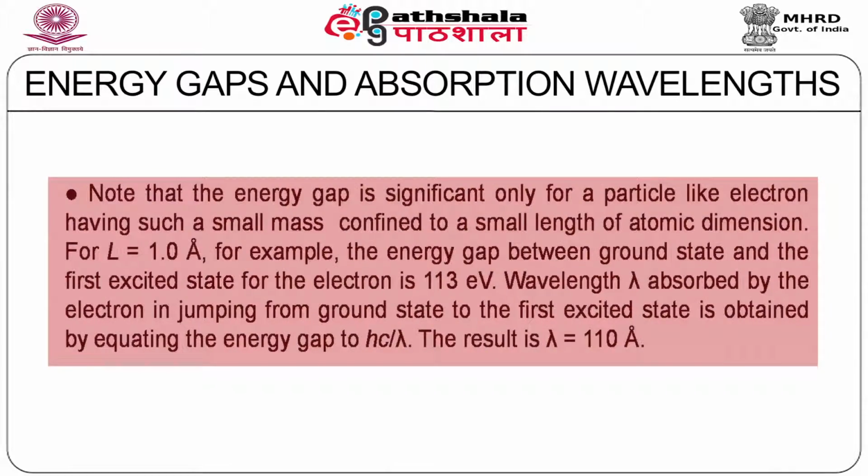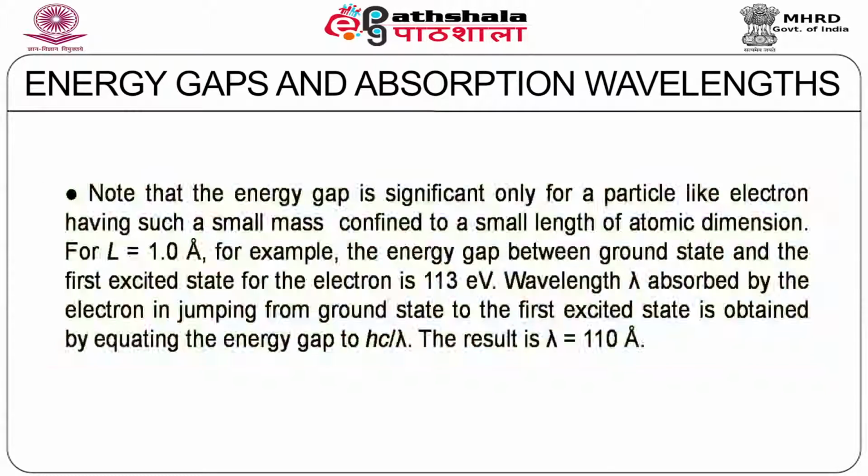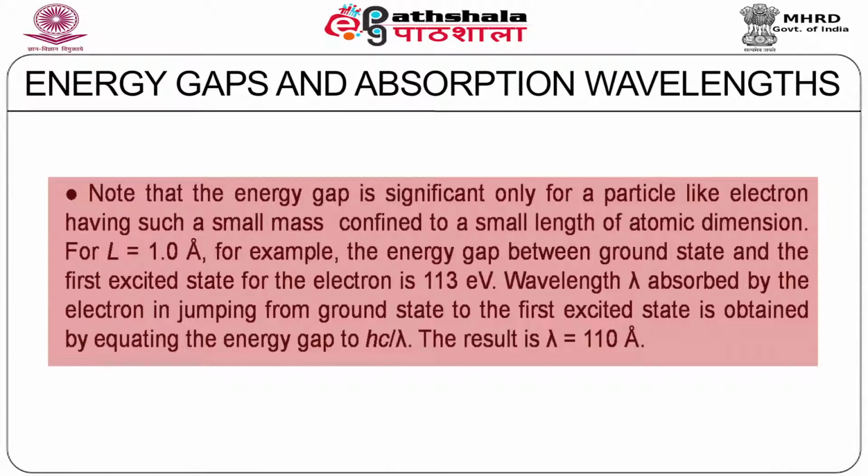So this is about the gap, and then we come to the wavelength. The wavelength lambda absorbed by the electron in jumping from the ground state to the first excited state is obtained by equating the energy gap to hc by lambda. We have done this in the case of the hydrogen atom also under the Bohr model. If you do that, then you can find out the absorption wavelength for the electron when it jumps from the ground state to the first excited state. So this turns out to be 110 angstrom.